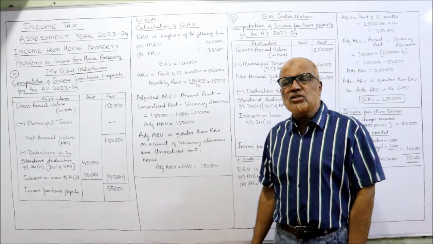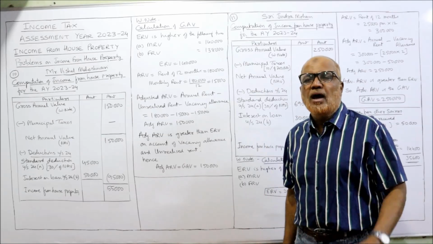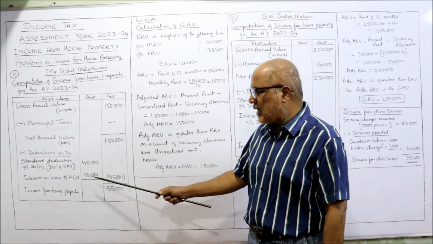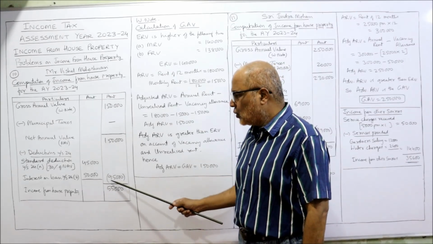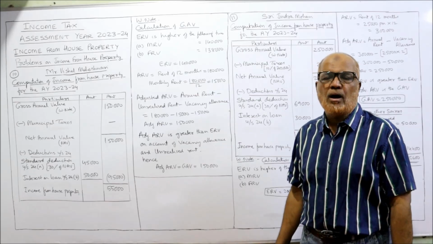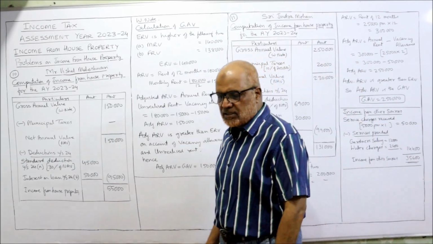Now standard deduction is 30% of NAV, 30% of 1,50,000, that is 45,000. And interest paid on loan taken for repairing the house is allowed as deduction, 50,000. Total 95,000. So 55,000 is the income from house property. That's it. This is the end of problem number 10.